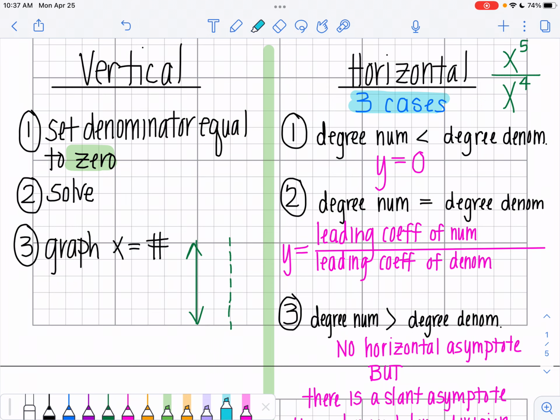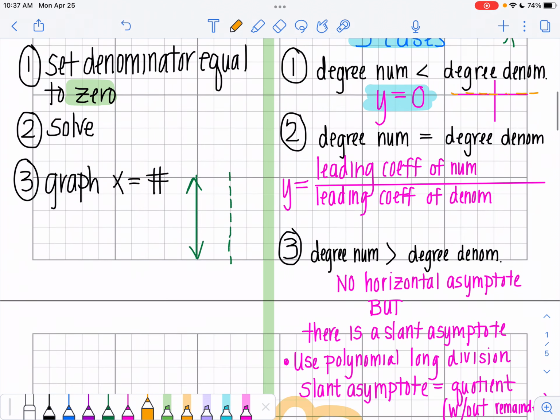So if your degree in the numerator is smaller, so the number on the top is smaller than the number on the bottom, then your asymptote is always going to be y equals 0, which is the x-axis. So it will look like when you're graphing your x-axis, you're also going to have this asymptote right on your line here like this, okay? Now, if the degree of the numerator and the denominator are the same, then you take the leading coefficient or the number out in front and you divide them, and that's going to give you what your horizontal asymptote is going to be.